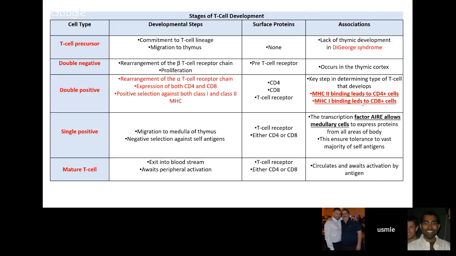The precursor, since that is mostly within the thymus, you're going to have DiGeorge syndrome issues if you don't have the thymus, but there's no surface protein. The negative one is the rearrangement of the beta T cell receptor chain. So positive is alpha, negative is beta, and these are pre-T cells. Single positive is about migration to the medulla when they mature. And so you're going to have already in here the CD4, CD8. The transcription for this migration is going to be through the AIRE factor, which allows these to express the protein when they grow. The mature T cells, once again, you know by now, are either CD4 or CD8, and they circulate with their antigens.